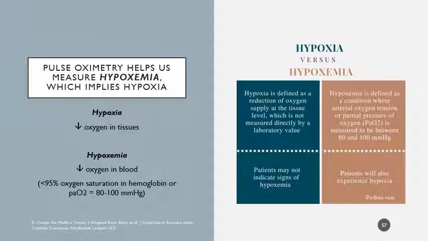It's very hard for us to measure hypoxia. That means low oxygen in our tissues. Instead, we measure hypoxemia because if you are hypoxic, you may or may not have hypoxemia. If you have hypoxemia, we can easily measure it, and you for sure have hypoxia.